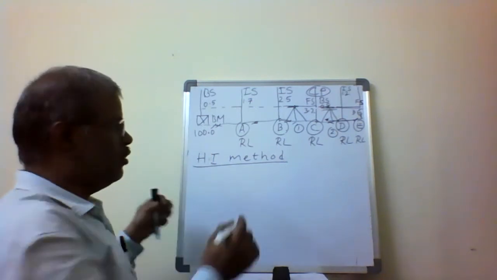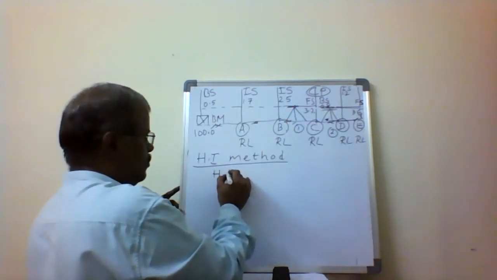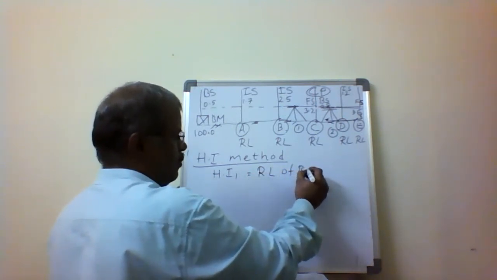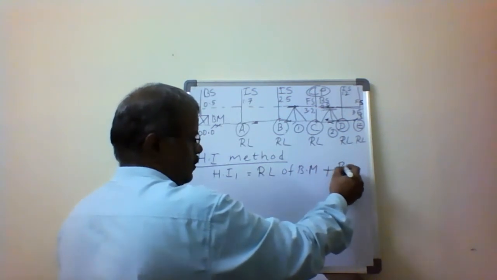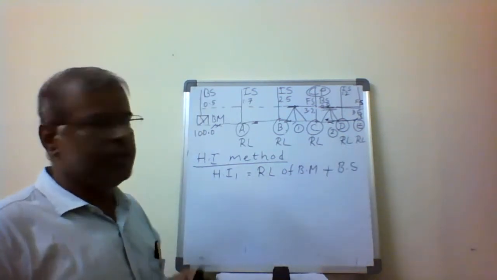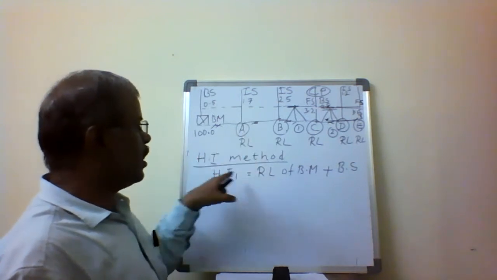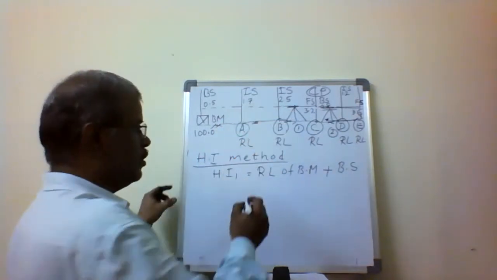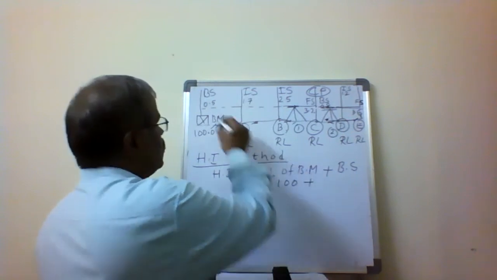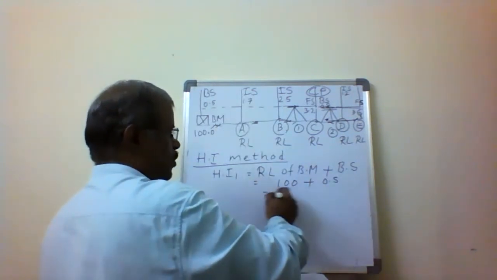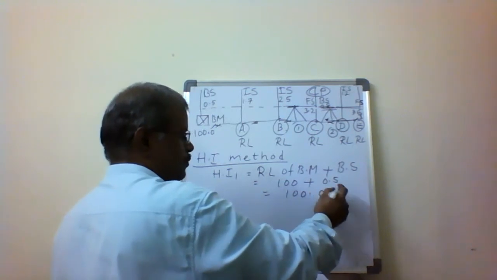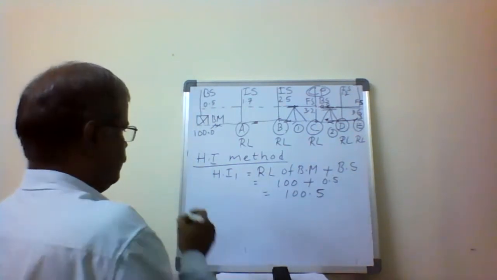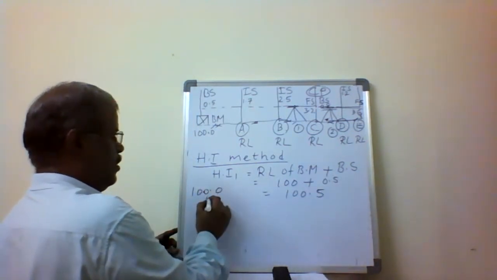We are able to get the height of the instrument 1. Height of instrument 1 equals RL of BM plus the backside reading. This is the known elevation. I want to know this elevation, so I have to get the height of the instrument first. From the height of the instrument, the intermediate sights and the foresights are subtracted. Now RL of BM is 100 plus the staff reading of 0.5, so 100.5.